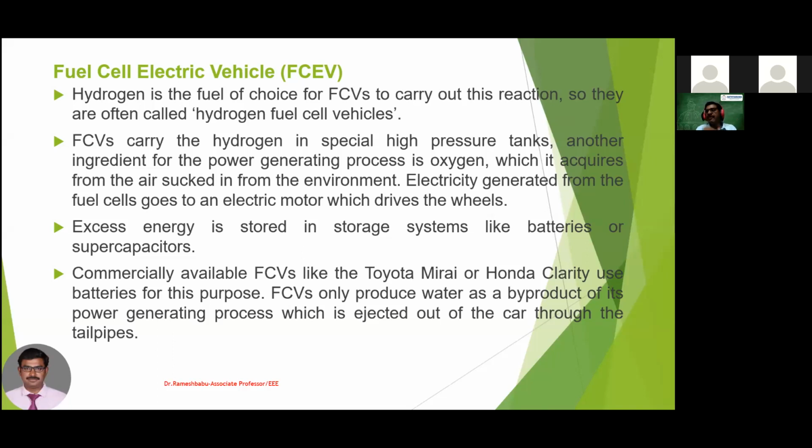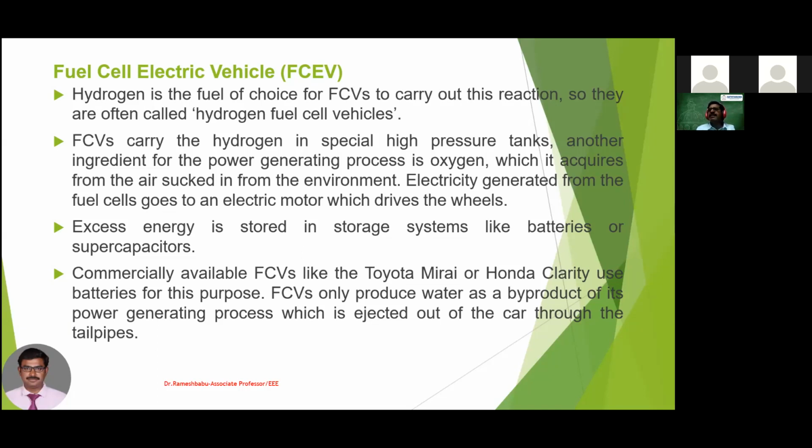And what is the byproduct we get here? Through the oxidation process, electrons are generated, so electricity is generated. The generated electricity drives the driven wheel. The excess power can be used for charging the battery. So this is the fuel cell electric vehicle. You can also call it a hydrogen fuel cell vehicle, because the fuel is hydrogen. Commercially, many types of vehicles are coming nowadays, such as from Toyota and Honda.